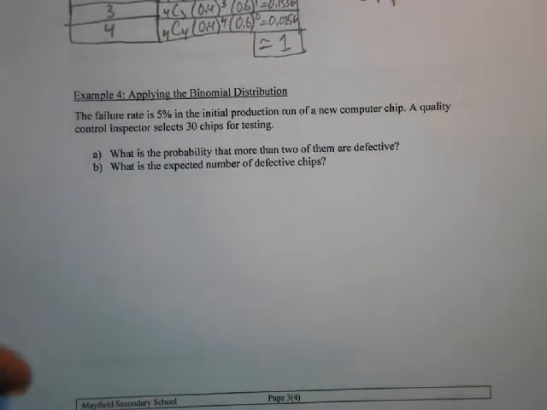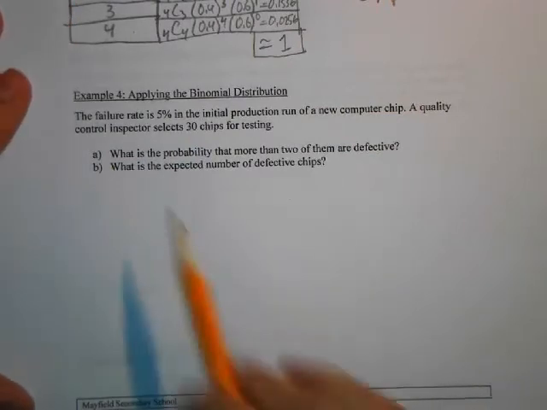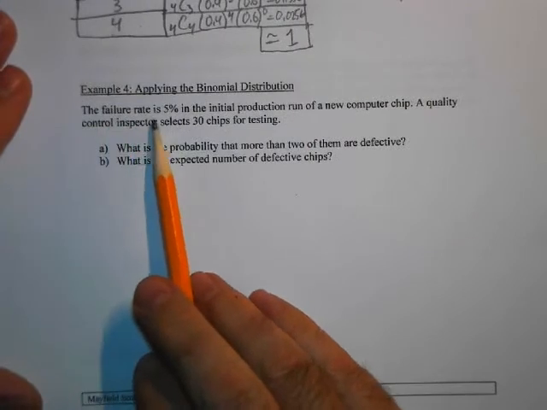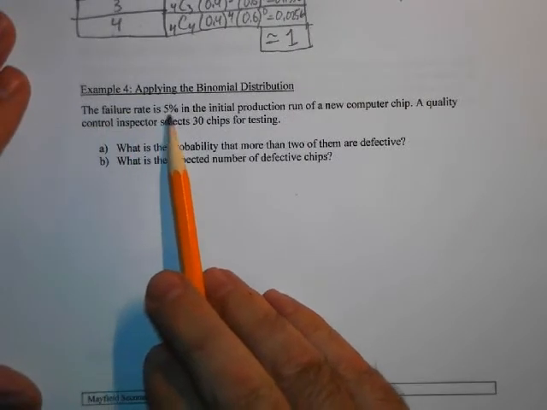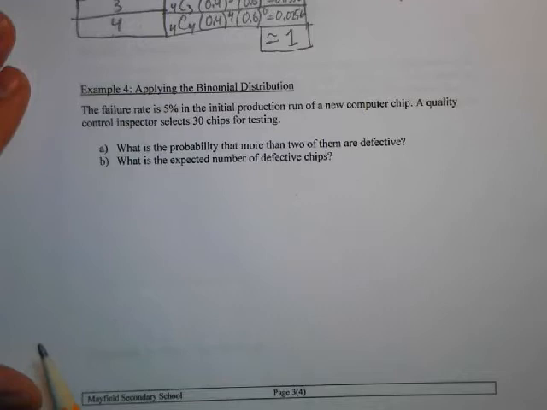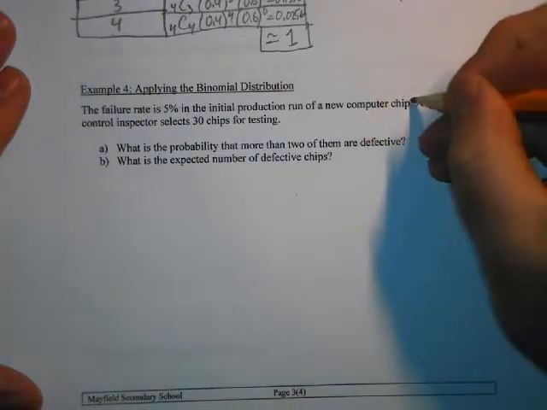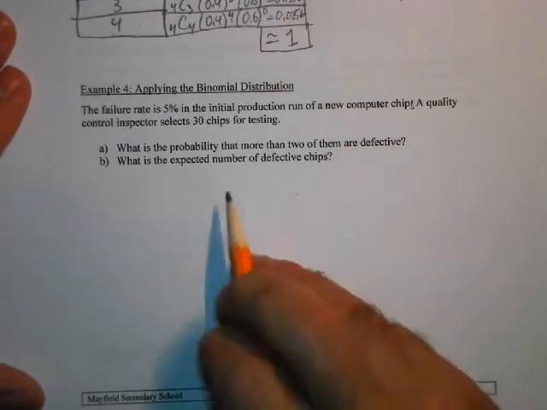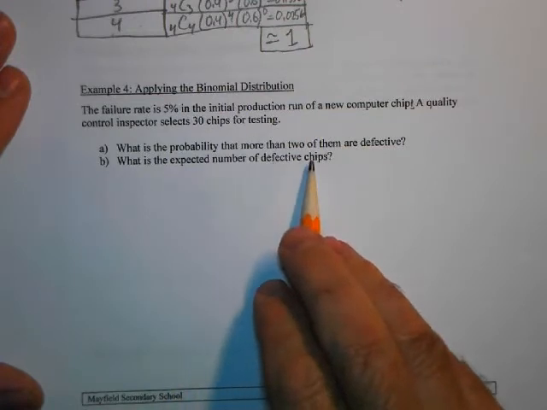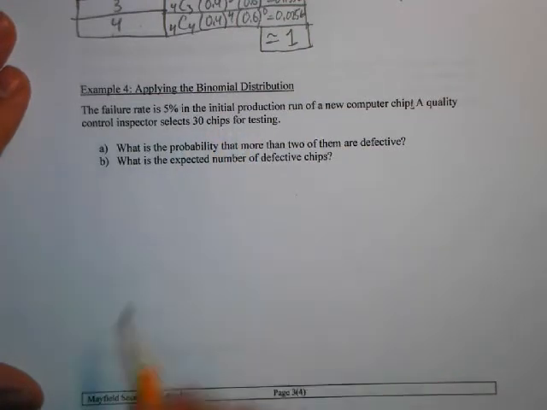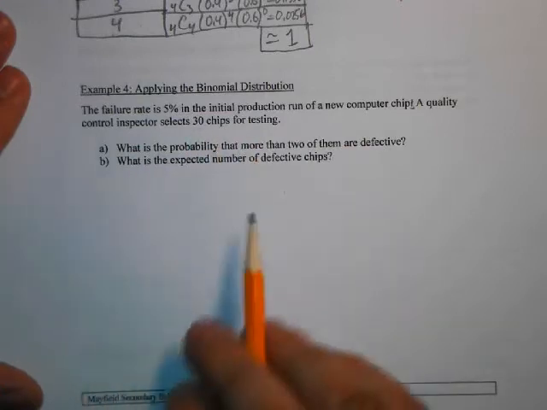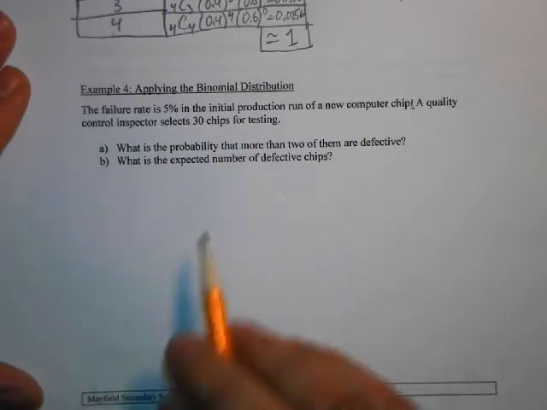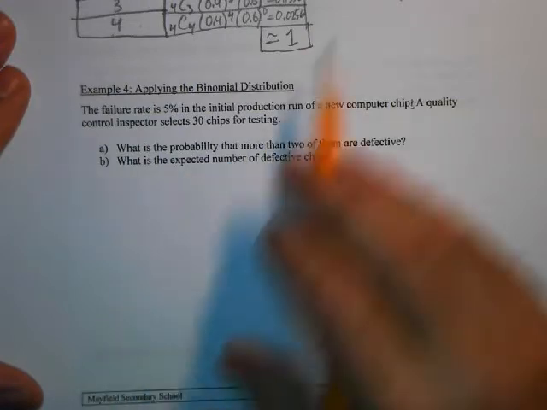Let's try the next one, and this is where we group together these values. So the failure rate is 5% in the initial production run of new computer chips. A quality control inspector selects 30 chips for testing. What is the probability that more than 2 of them are defective out of the 30 that he or she selected? And then what's the expected number of defective chips? So this is expected value, just like that one.